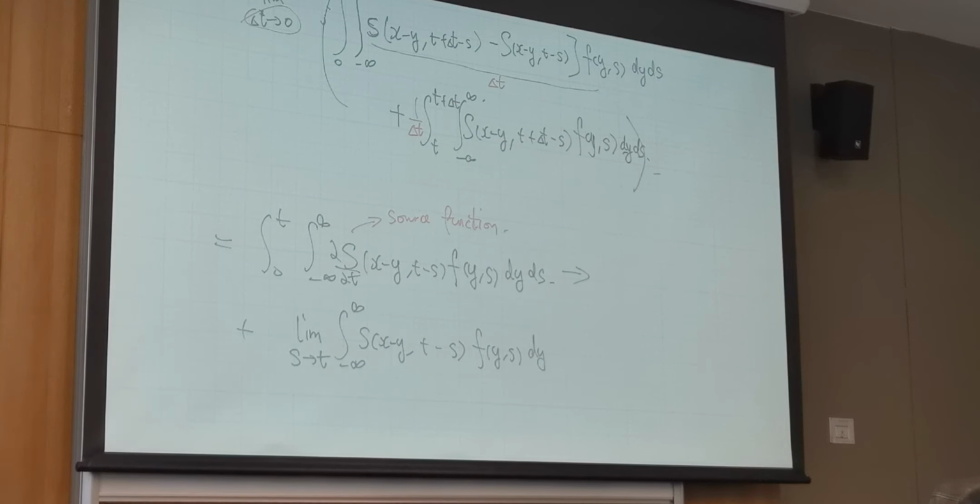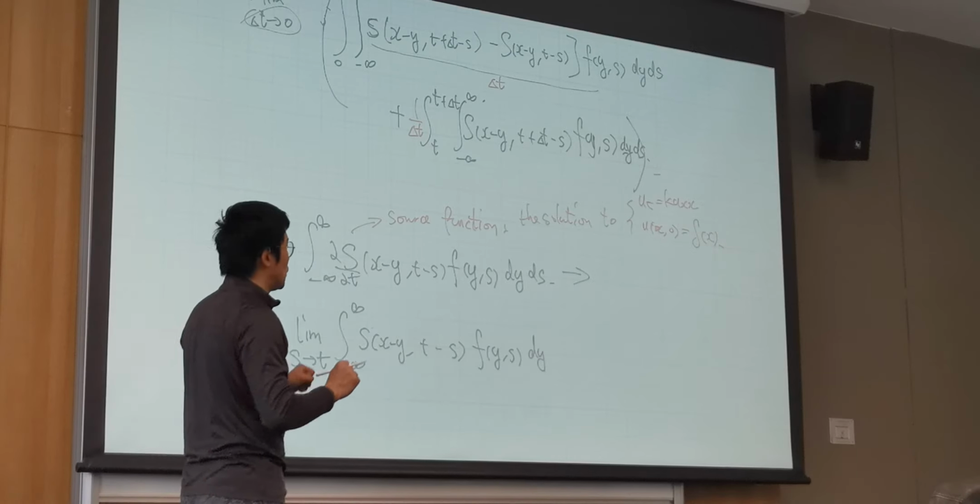S is a source function. It's the solution to u_t equals k u_xx, with initial condition u(x, 0) exactly equal to the delta function, when all the mass accumulates on exactly one point.